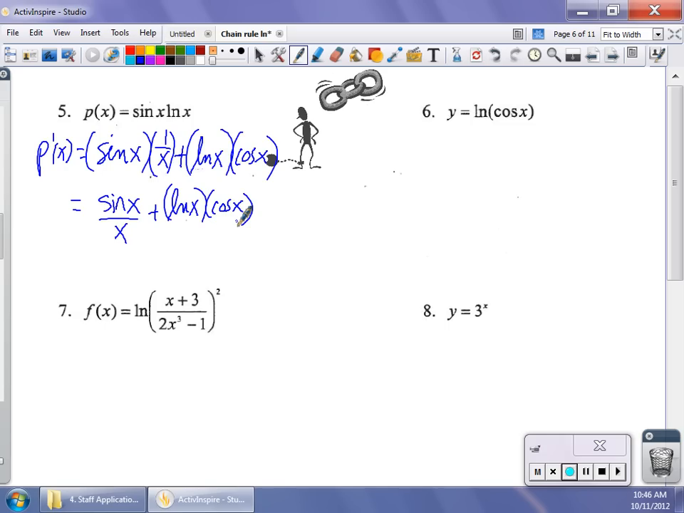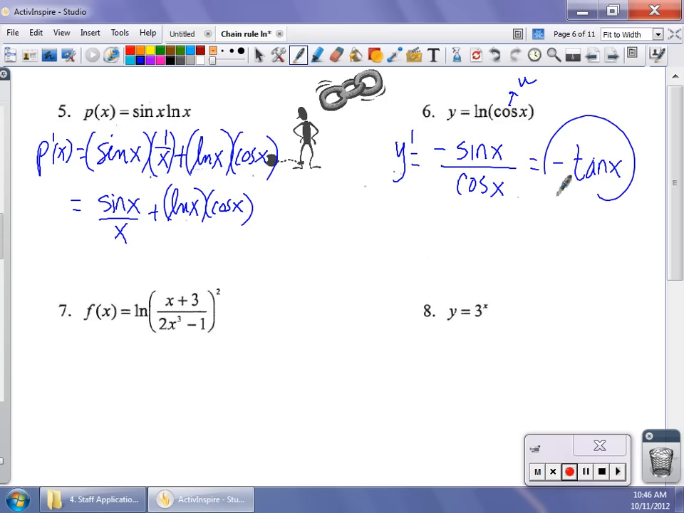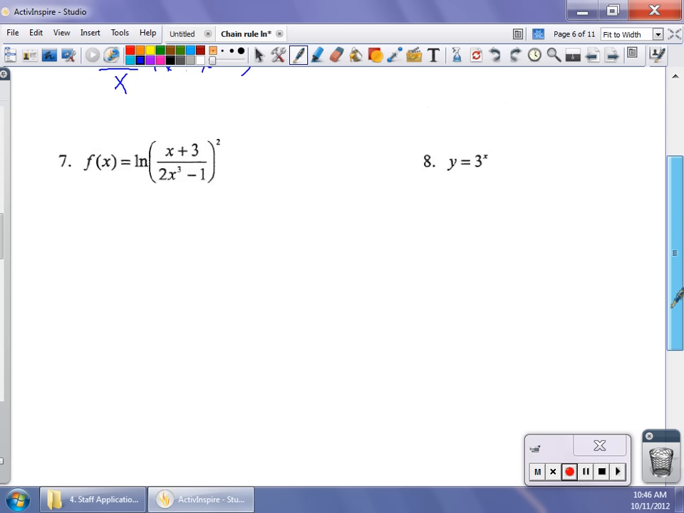Number six, no log property here. This is just ln. I have an inside function. This is u. So if the derivative of ln of u is u prime over u, the derivative of cosine is negative sine x. And we said u is cosine x, which can easily be written. Remember, sine over cosine is tangent. So that's my derivative. And problem number seven.